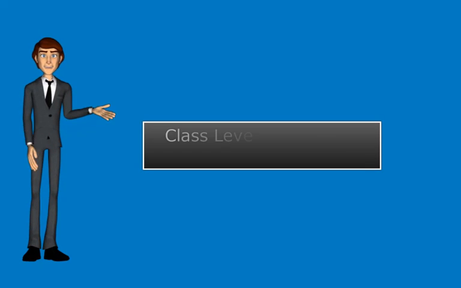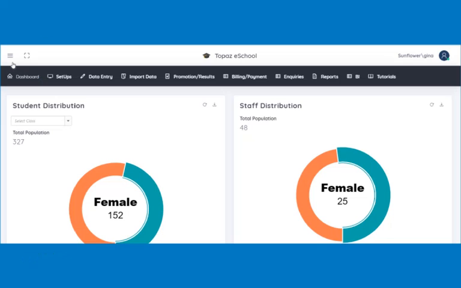Let's move on to class level percentage. The class level percentage enables you to set up percentage combinations for class and exam scores. It helps you to define the percentage of marks or scores that contribute to the overall score obtained at the end of an exam or test.